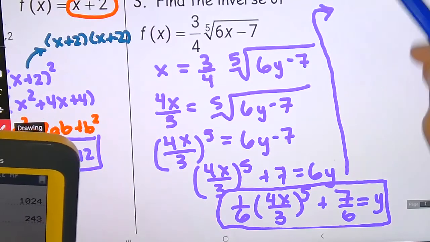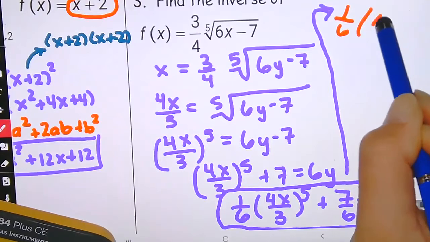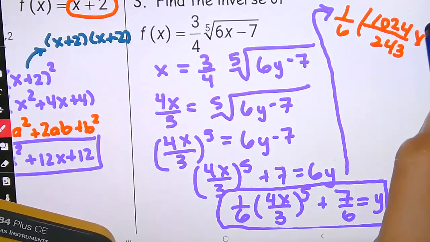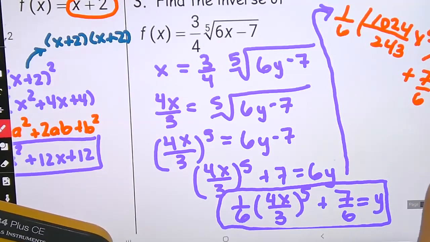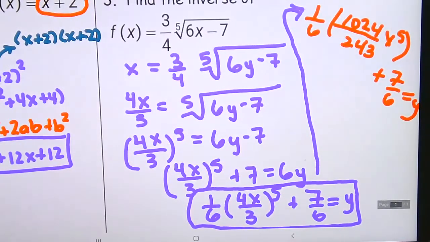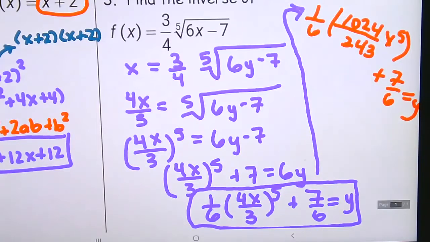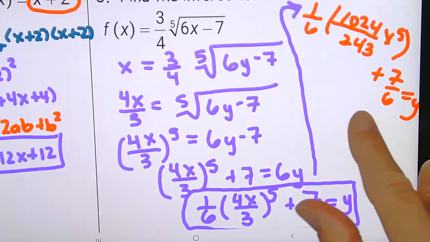So this could be, I'm going to write it kind of sideways here, 1/6. And again, this would be 1024 over 243 x to the 5th plus 7/6 equals y. So I'm kind of squeezing that in. Okay. Now, the bottom can multiply with 6. So I'm going to take 243 times 6, and I get 1458.